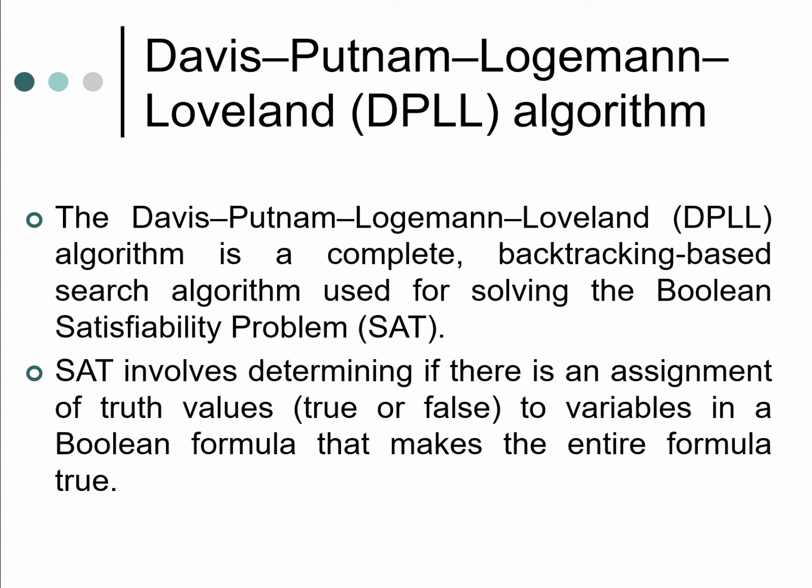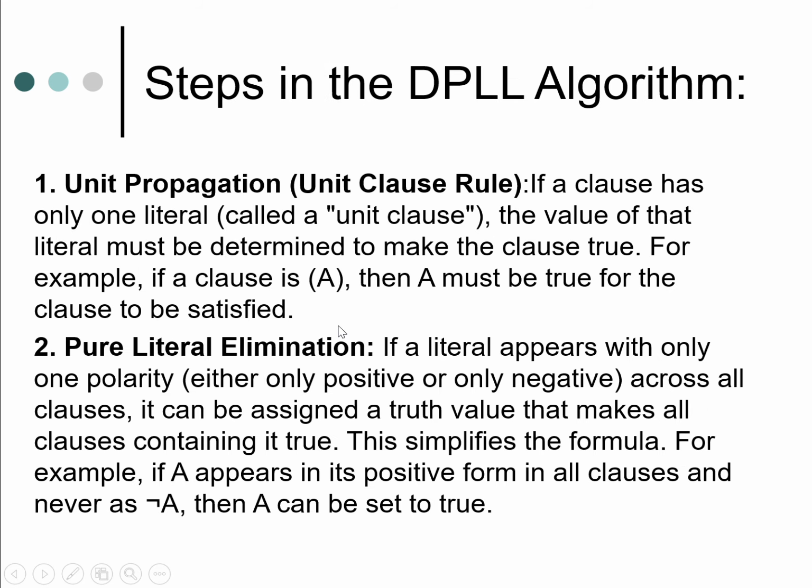SAT involves determining if there is an assignment of a truth value, either true or false, to the variables in a Boolean formula that can make the entire formula true. For example, if you have some Boolean expression, you want the entire Boolean expression to be true. If all the expressions can be made true, it is a satisfiability problem. So there is an assignment of truth values that makes all the expressions true.